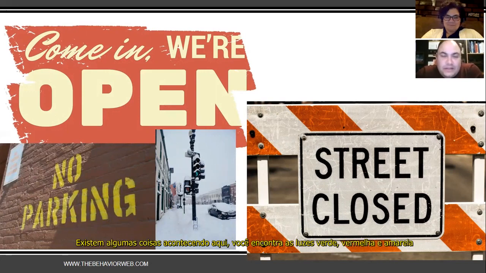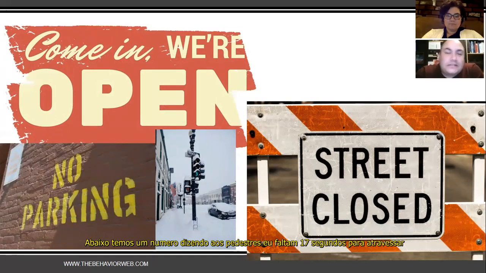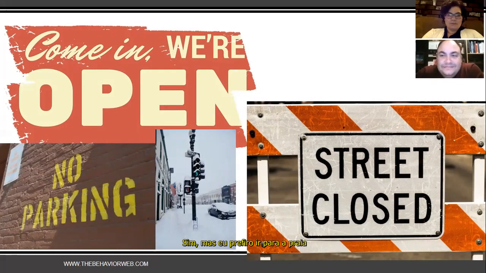So you have a couple of things going on here. You have the red, yellow, and green traffic signal that we're used to. Below that, to its left, you have a number, telling the pedestrians that you only have about 17 seconds here to cross. And you also have the weather, which might be the signal for let's go out and make a snowman. Right. I'd rather go out to the beach, though.